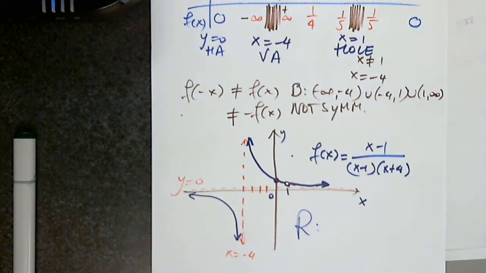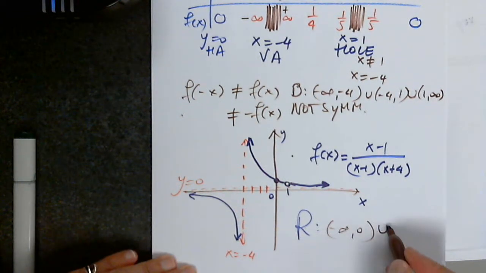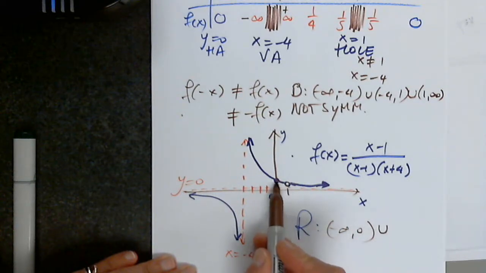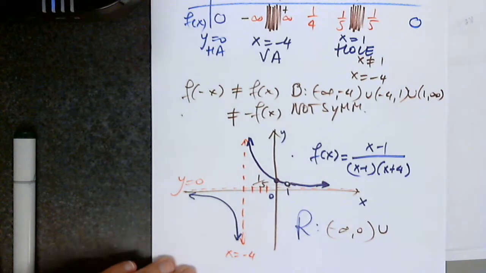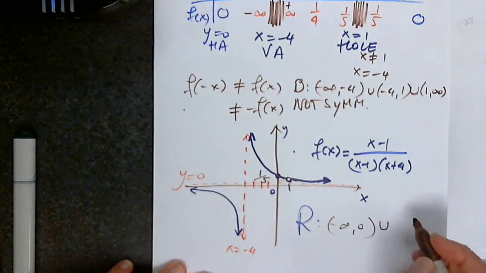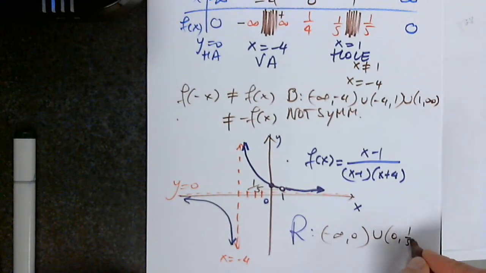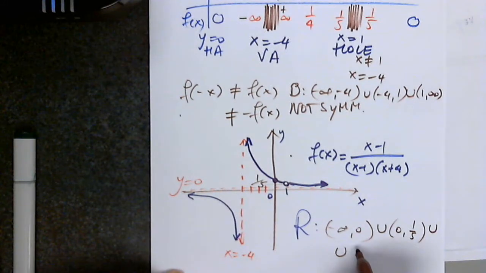So negative infinity to 0. Yes, negative infinity to 0, union 0 to 1. It's 1/5. That's the y value. We're talking about the y values now, right? So union 0, comma 1/5, union, exactly.